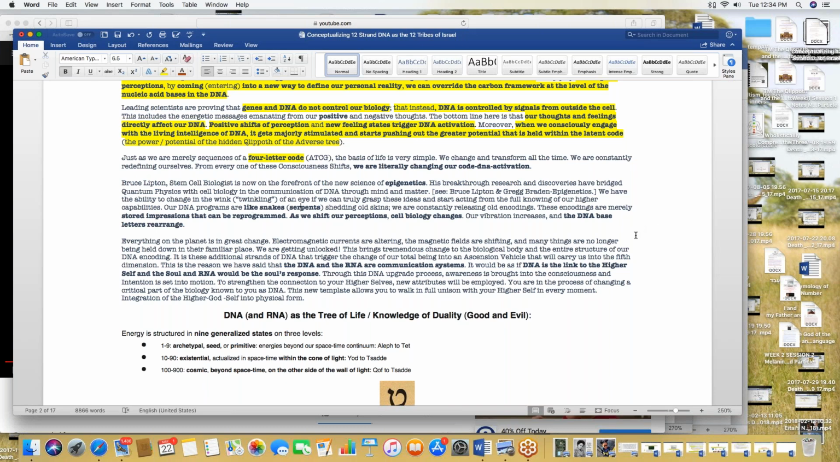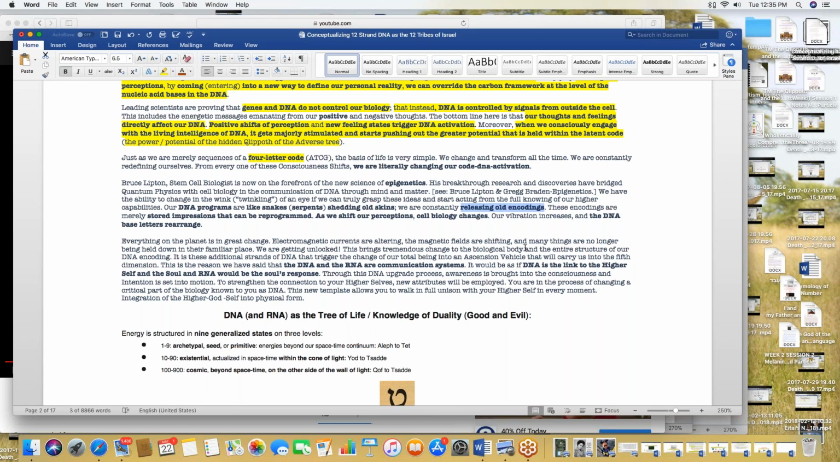So in closing, the concept of dying is going to be totally different to us in organic reality than in the simulated reality. It's going to be an illusion, right? So these DNA programs, they're saying, are like snakes or serpents, shedding old skins. We are constantly releasing old programs. And we can consciously do this. Old programs, old encodings.